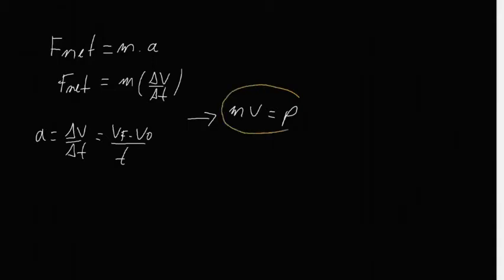The triangle represents change. Delta v over delta t is the change in velocity divided by the change in time, which is the same as saying v final minus v initial over t, where t represents the change in time. Now what is mass times velocity? Mass multiplied by velocity is equal to momentum, indicated by the symbol lowercase p.